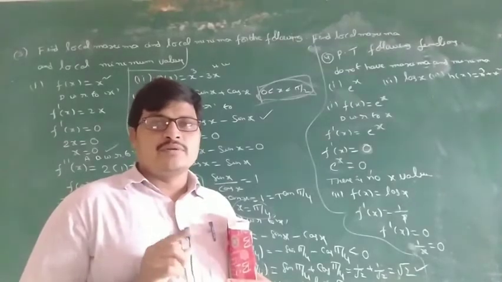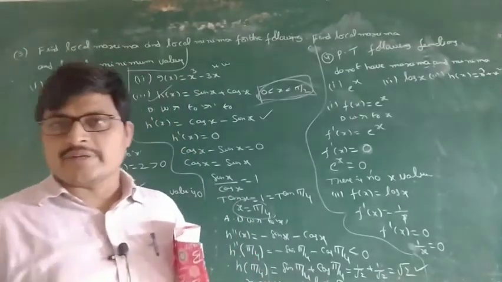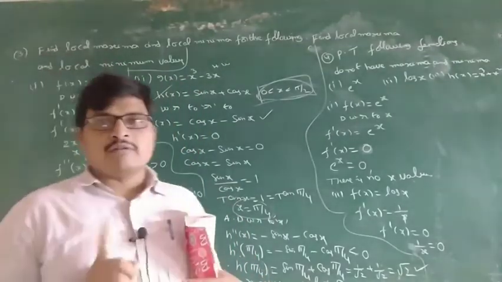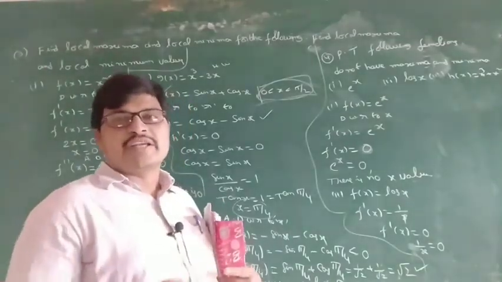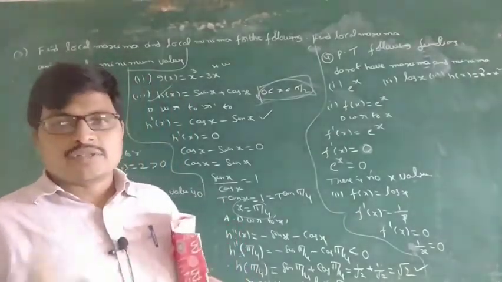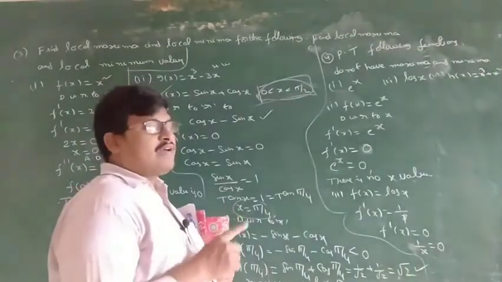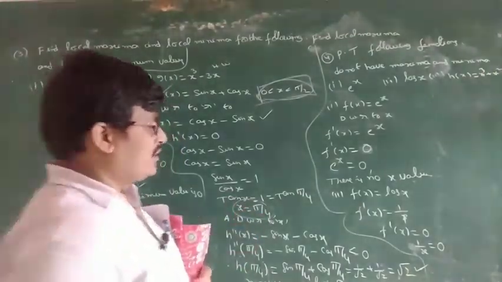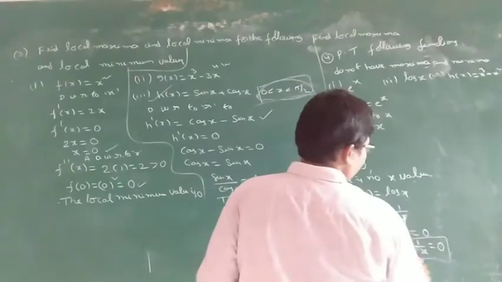For example, x is equal to 0: 1 by 0 is infinity. x is equal to 1: 1 by 1 is 1, not 0. x is equal to minus 1: 1 by minus 1 is minus 1, not 0. So there is no x value, because it does not satisfy the given function.